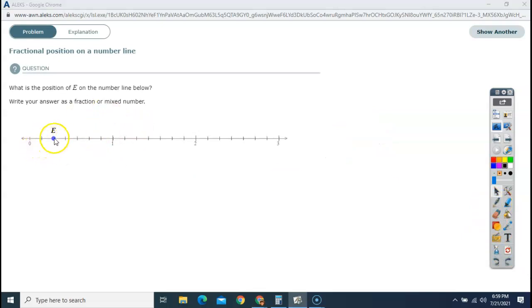This is 1, 2, 3, 4, 5, 6, 7. So each one is 1/7. So if I'm on the second, this will be 1, 2. So E will be considered 2/7, 3/7, 4/7, 5/7, 6/7, 7/7. Yes. One more, and then we'll move on.